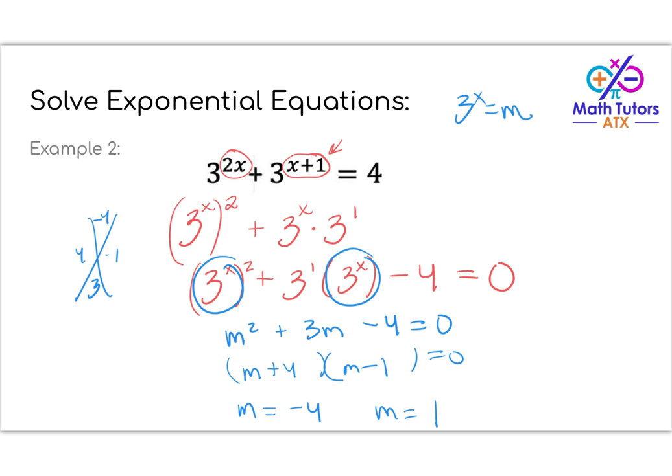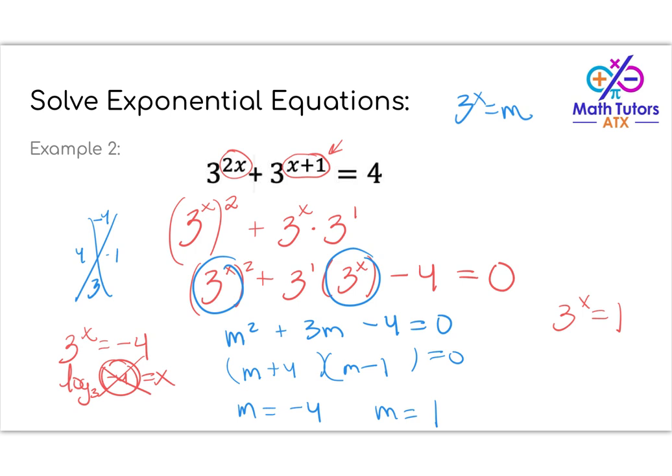But remember, you are not through, because m is not what we're looking for. We're looking for x. So I can set up 3 to the x equals negative 4 and 3 to the x equals 1. Over here, we talked about this in the last example. If I try to use log on this, I have log base 3 of negative 4 equals x. That's not greater than 0. Cannot do that.